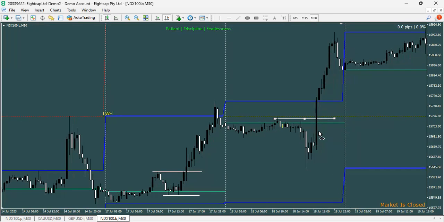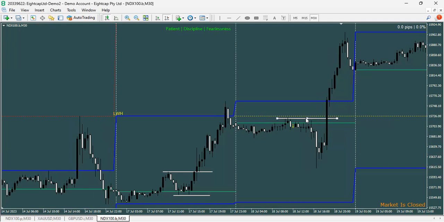All right, so we're gonna mark up that high. And as you can see, price was just in accumulation. So before that session opens up as well, we're gonna mark up our low. All right, and this will be my low. My low will be here. Okay, this will be my low. This will be my most recent low of the day, because as you can see, price is just accumulating.